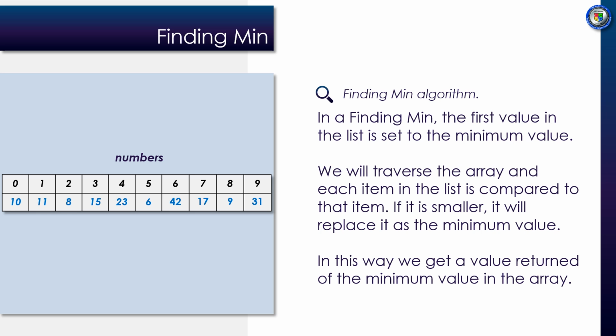In a finding min algorithm, the first value in the list is set to the minimum value. In this example, the first value in our array numbers is 10. That would be set to the minimum value. After this, we will traverse the array, which means go through each element in the array using its index number. And each item in the list is compared to our initial minimum value, which is 10. If our comparator is smaller, it will replace it as the minimum value. In this way, we get a value returned of the minimum value in the array.